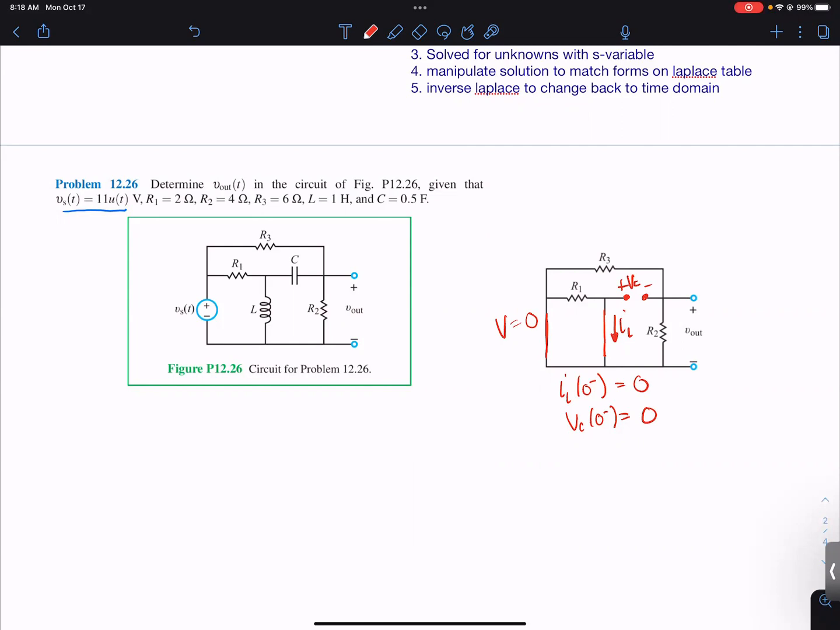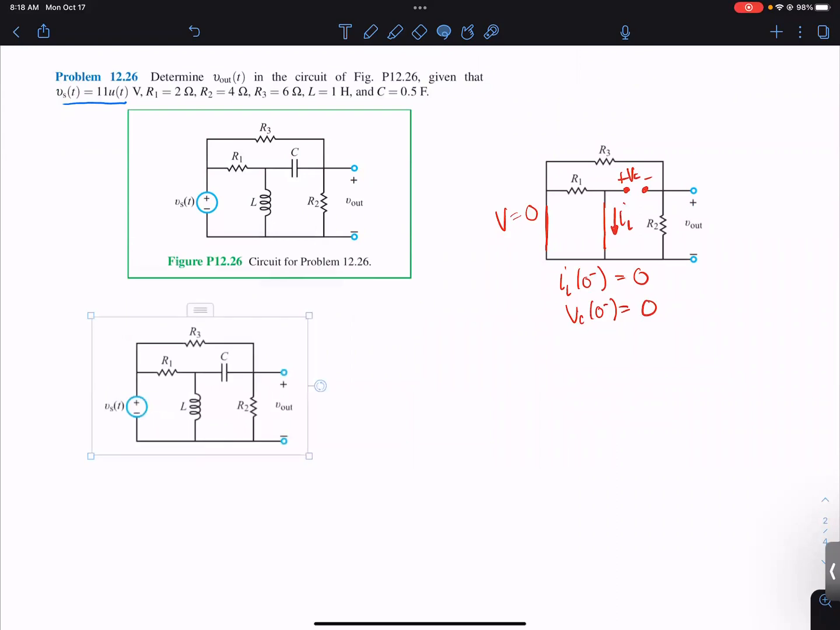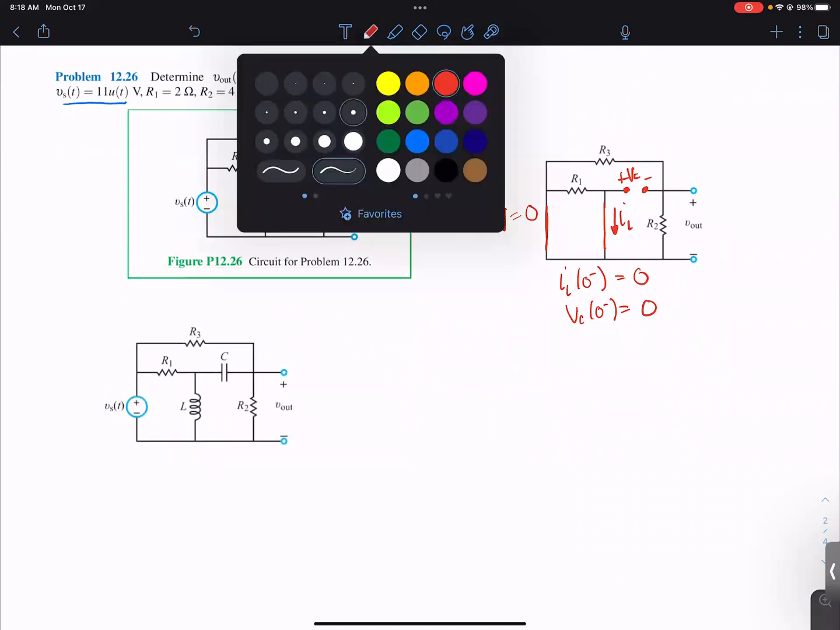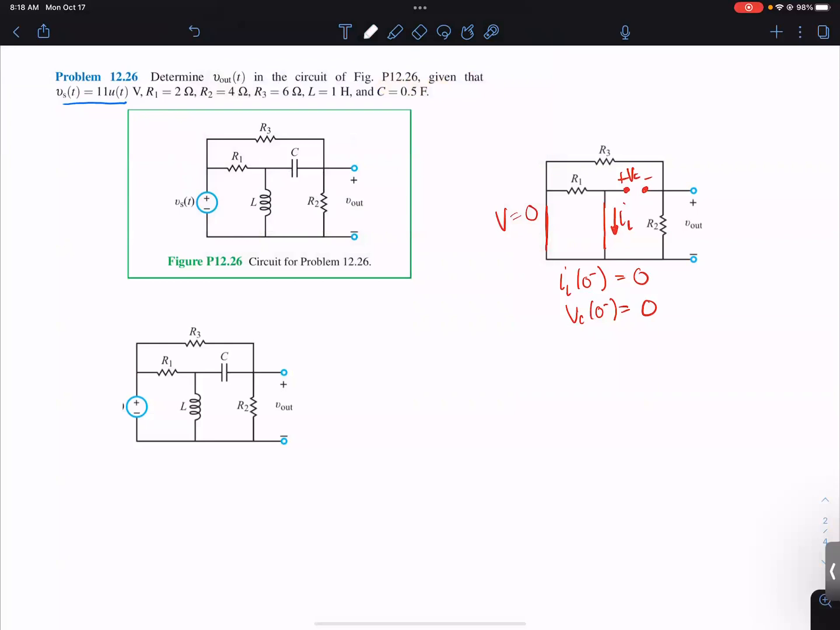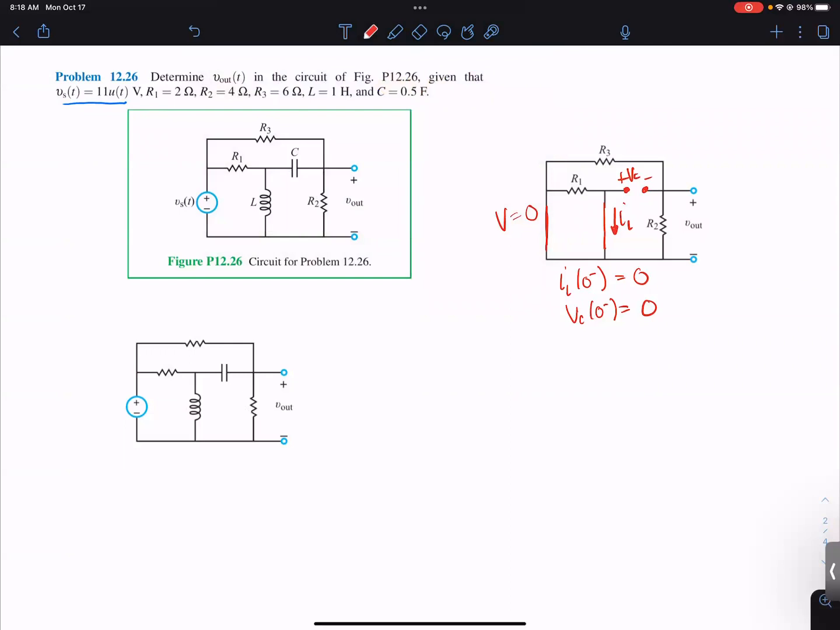What's our next step? We need to convert all the elements to the S domain. That means the values of each of these components are going to change. So what does the source become?